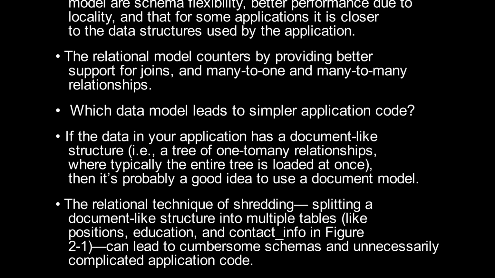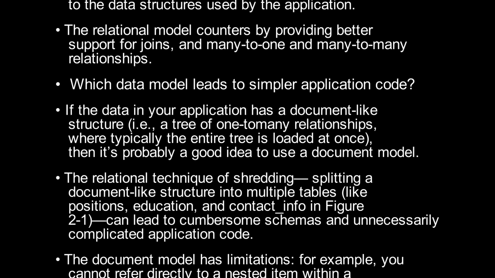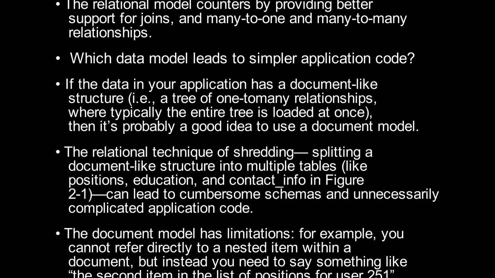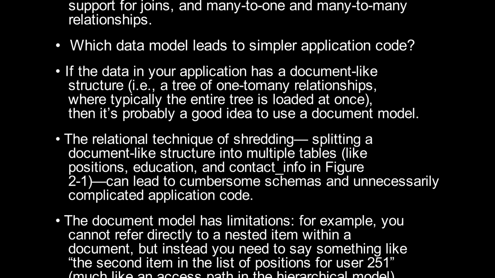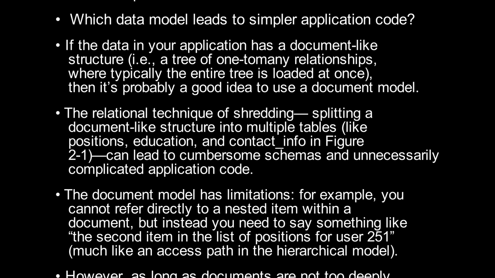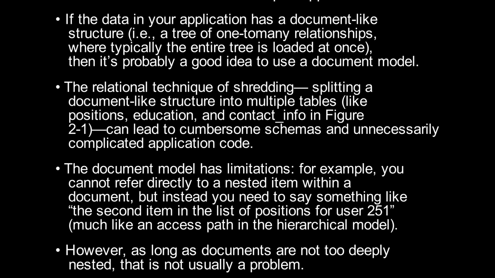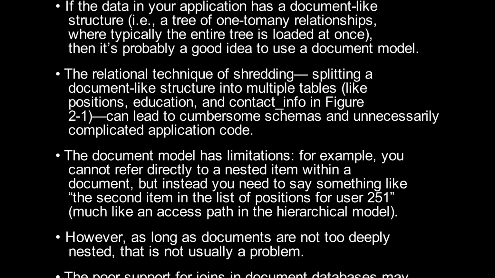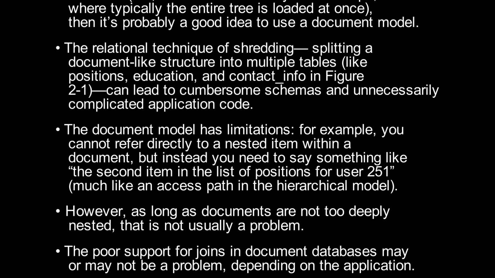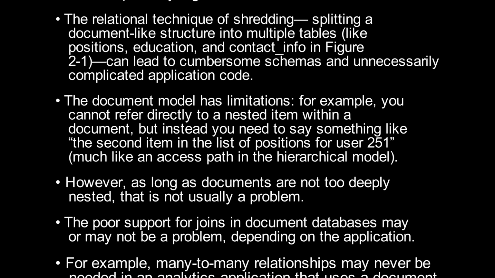The relational technique of shredding, splitting a document-like structure into multiple tables like positions, education, and contact info in Figure 2-1, can lead to cumbersome schemas and unnecessarily complicated application code. The document model has limitations. For example, you cannot refer directly to a nested item within a document, but instead you need to say something like the second item in the list of positions for user 251, much like an access path in the hierarchical model. However, as long as documents are not too deeply nested, that is not usually a problem.